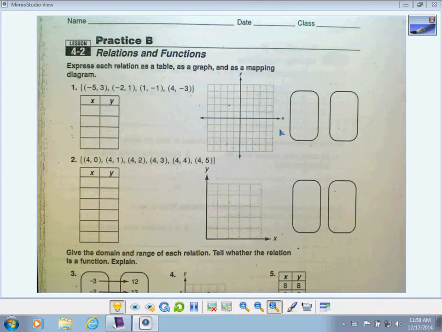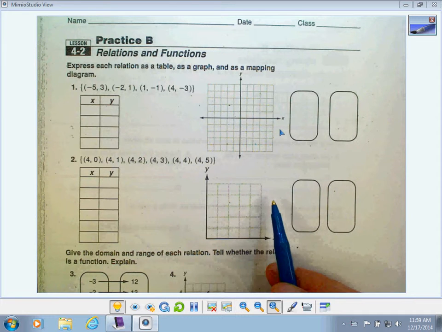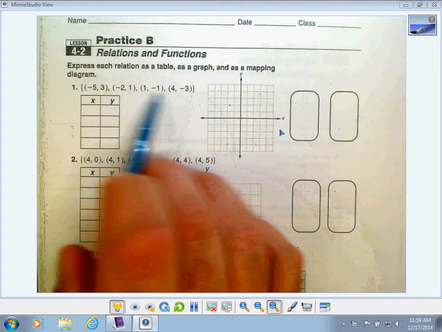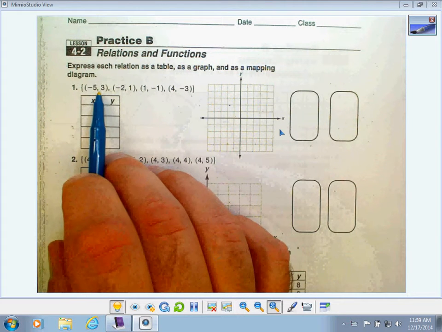Functions quiz review. The first part of this lesson was, as it says, to express each relation as a table, graph, and as a mapping diagram. What they're trying to show you is that you can express relationships between numbers in a variety of ways, and they want to know if you can do that. So these ones are given to you as coordinate points. Each coordinate point has an x and a y value.